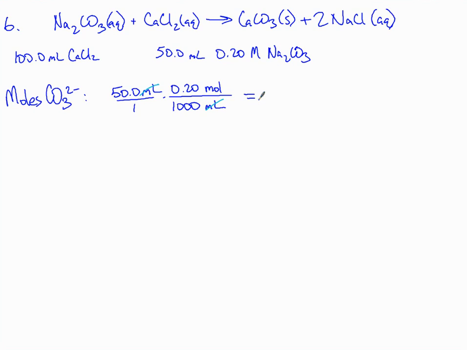50 times 0.2. So there's 10 divided by 1,000. Somebody check me on the calculator. Okay, one more zero. Good. Thank you. And it's moles of carbonate ions.